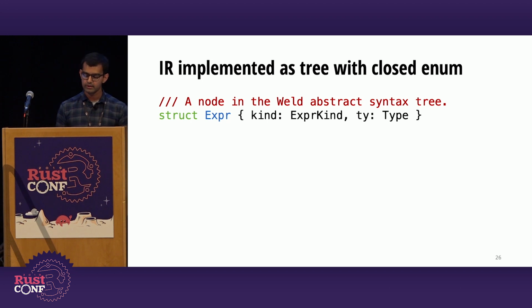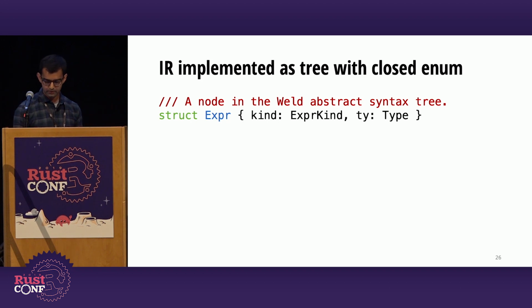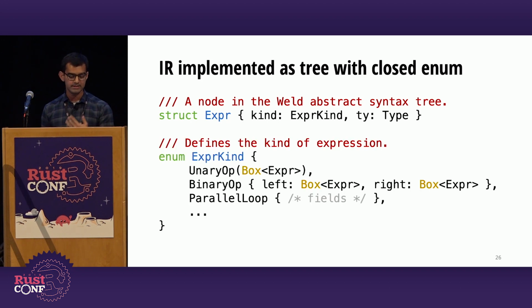OK, so going into a little bit more detail now, the Weld IR itself is implemented basically as a tree with all the operators represented using an enum. So the main construct in the IR is this thing called an expression, or expr, that has a kind, that's the kind of expression it is, and a type, such as integer or float or whatever. And expr kind itself is basically this giant enum that defines all the different kinds of operators that we support.